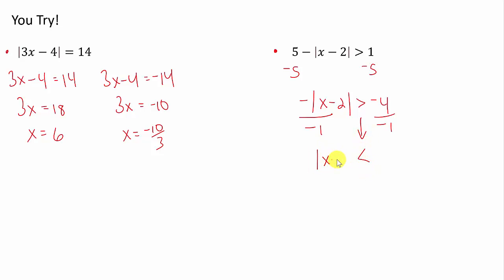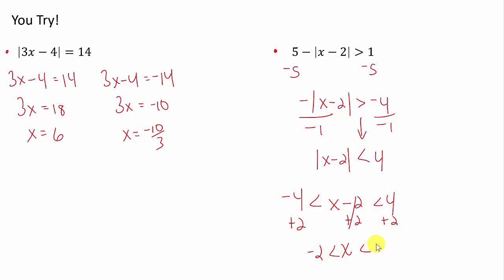So now I have the absolute value of x minus 2 is less than a positive 4. Now it's a less than problem, so remember the rules for that. Negative 4 is less than x minus 2, which is less than positive 4. Move your 2. Make sure to do it to both sides. And I have x is between, this side's going to give me a negative 2, and this side's going to give me a 6. So x is between negative 2 and 6.